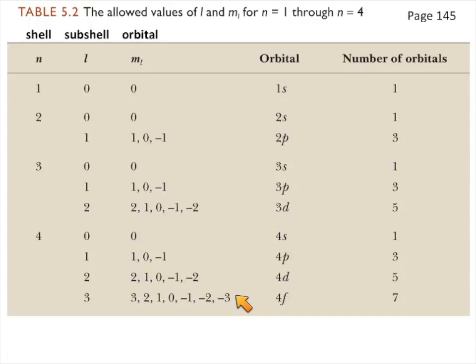And then when you have n equals 4, you can have f orbitals, which is what happens when L equals 3. Then you have 7 different possibilities here from -3 to +3. And those are your 4f orbitals, of which there are 7 of them.